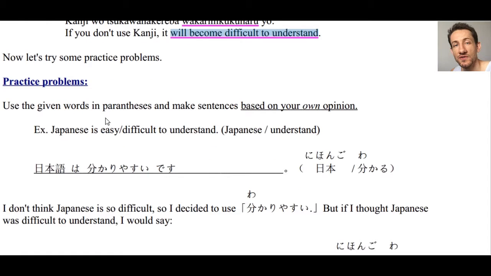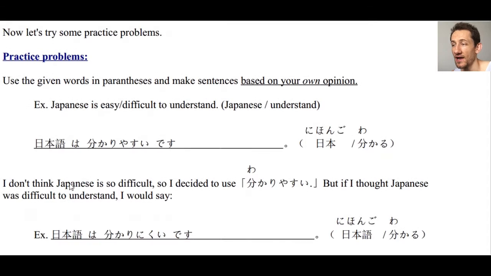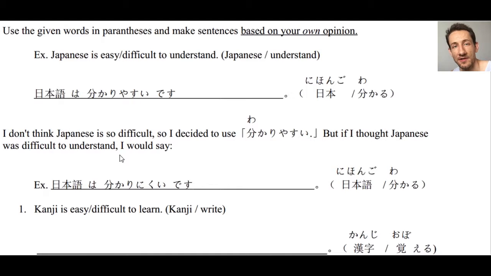So using the given words in parentheses, we're going to make our own sentences using Japanese based on our own opinions. So for example, here we have Japanese is easy to understand or Japanese is difficult to understand. So we have nihongo and wakaru. So I wrote nihongo wa wakariyasui desu. So I don't think Japanese is difficult to understand. I think it's easy, wakariyasui. But if you think Japanese is difficult to understand, you can write nihongo wa wakarinikui desu. So it's all based on your opinion, whatever you feel.